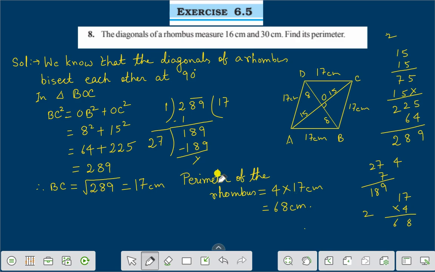Right? Here you see, first of all, we have to find the one side. Here you see, again we are repeating. We know that the diagonals of a rhombus bisect each other at 90 degrees. Therefore, this is 90, this is 90, this is 90. And bisect each other means this side is equal to this side, and this side OC is equal to OA. Right? Now, in triangle BOC, BC square is equal to OB square plus OC square according to Pythagoras theorem. That is, hypotenuse square is equal to base square plus perpendicular square. We are getting this BC as 17 centimeter. And perimeter means sum of all the sides. That is, perimeter of the rhombus is equal to 4 into one of the sides, that is 4 into 17 centimeter, that is 68 centimeter. Therefore, perimeter of the rhombus is 68 centimeter.